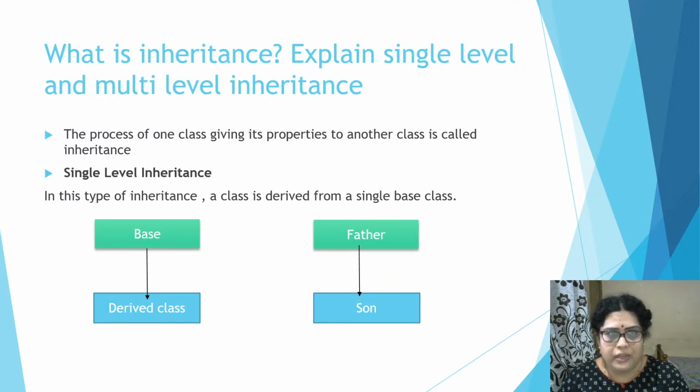You can easily write. The first part of the question is, what is inheritance? Many students just start writing the answers seeing types of inheritance. But the first part is the definition. What is inheritance? The process of one class giving its properties to another class is known as inheritance. And what is single level inheritance? In this type of inheritance, a class is derived from a single base class. That means there is one base class, and from that one derived class is there. Then your inheritance is done. Again from here we are not going to derive any more classes. That is known as single level inheritance.